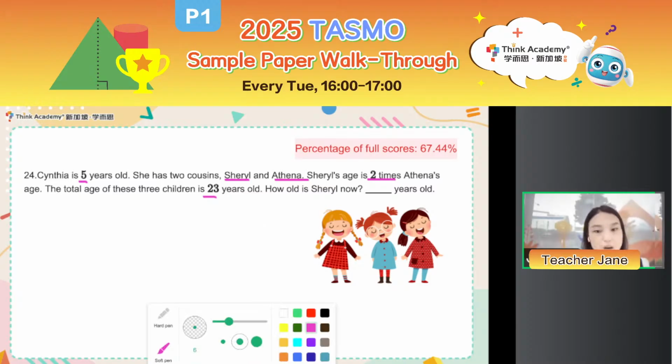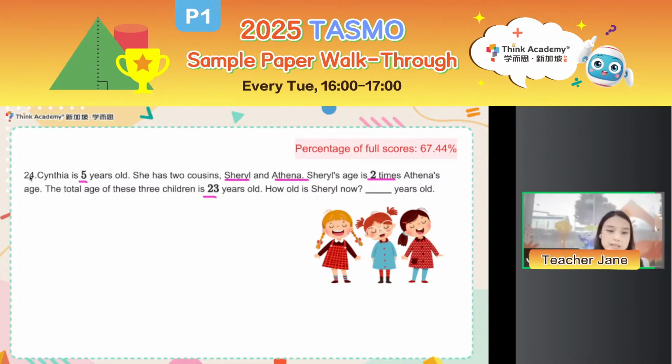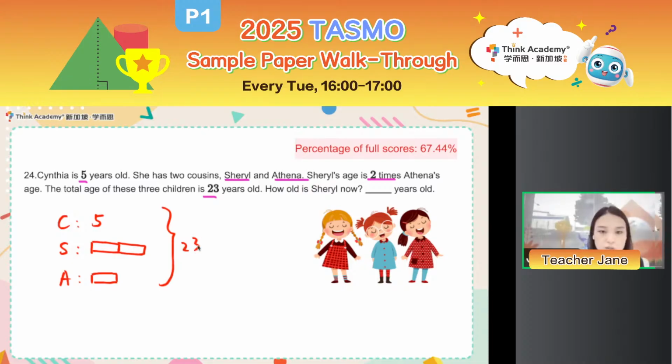Okay, so everyone, this time we also need to draw the bar model to help us. Let's label together. This is Cynthia. We got 5. She is 5 years old. And Cheryl is 2 times Athena's age. So if we show Athena as 1 bar, and we know 1 bar means the same number, then for Cheryl, how can we label? How many bars? 2 bars, right? Okay, good job. Then we also know the total here is 23. So that means if we add up all of them, we can get 23, right? So that means 5 plus 2 bars for Cheryl, and then plus 1 bar for Athena, then we will get the answer 23.